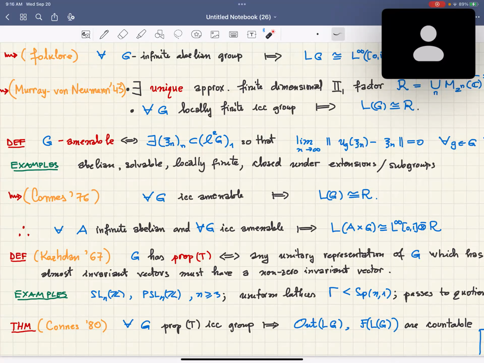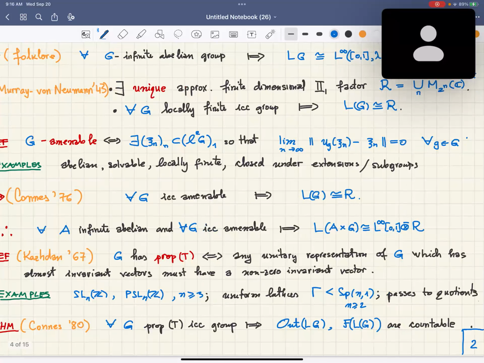Okay, and now we can see that there are many natural groups with property T: lattices in higher rank Lie groups like SL_n, PSL_n, uniform lattices in Sp(n,1), with n at least 2. This is what we like to call the hyperbolic case. Also, another property that will be extensively used during this talk is that property T passes to quotients. Amenability also passes to quotients, but okay.